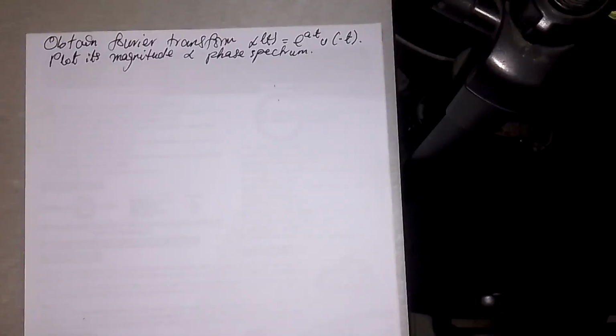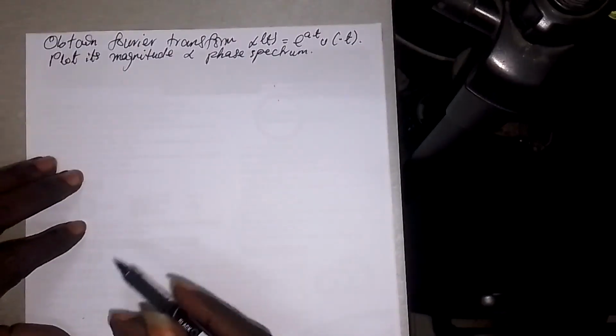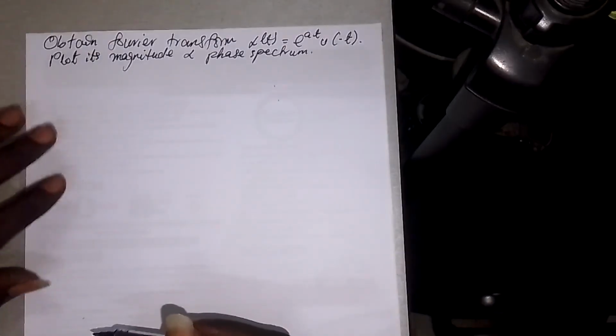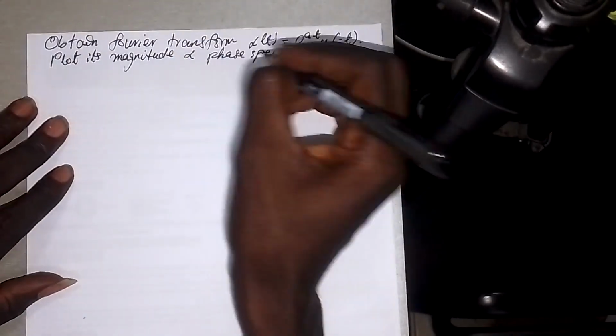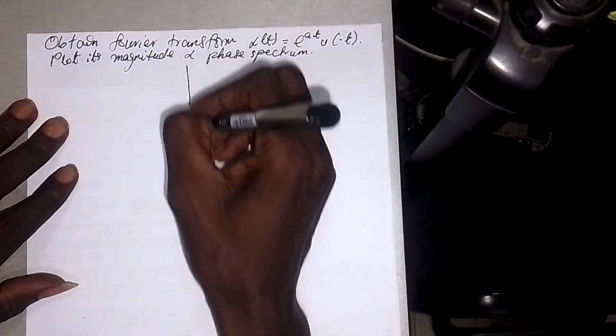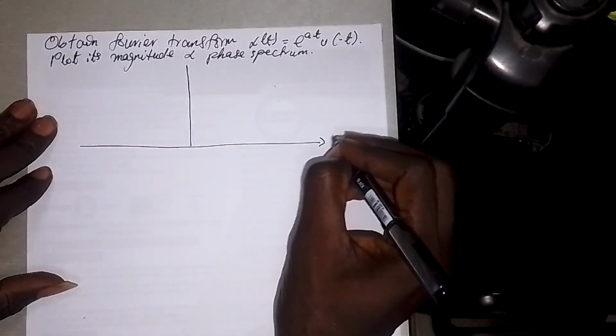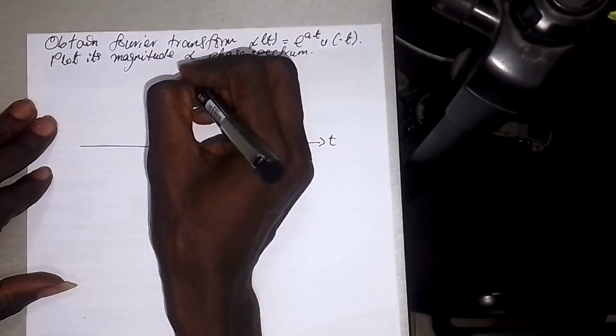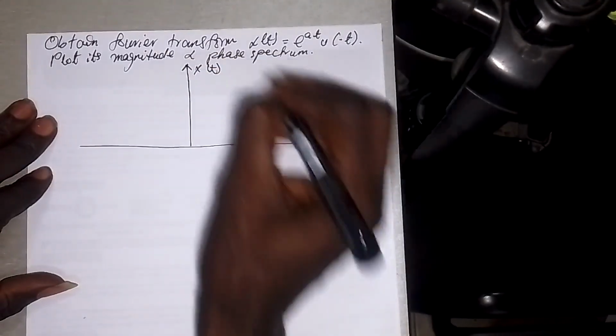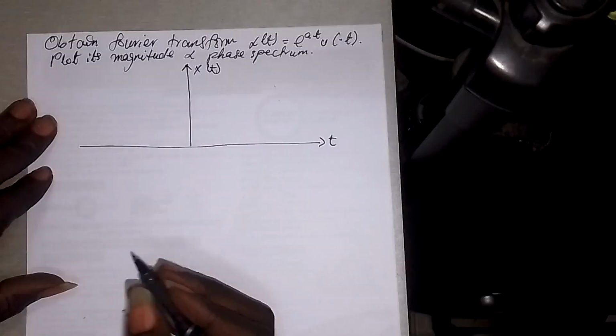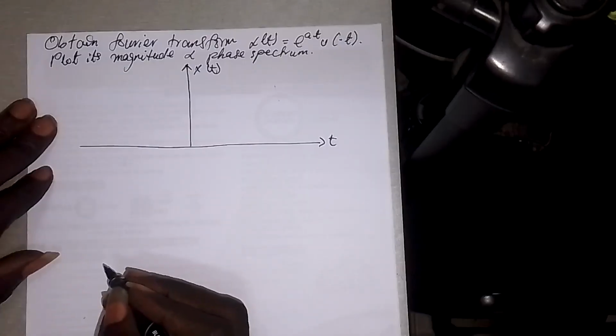Dr. Barnes here. Let's look at this simple question in Fourier transforms. So first, you plot your graph of the signal that you were given. So this is the graph x of t. Okay, this is x of t and here is t. So what question are we given?